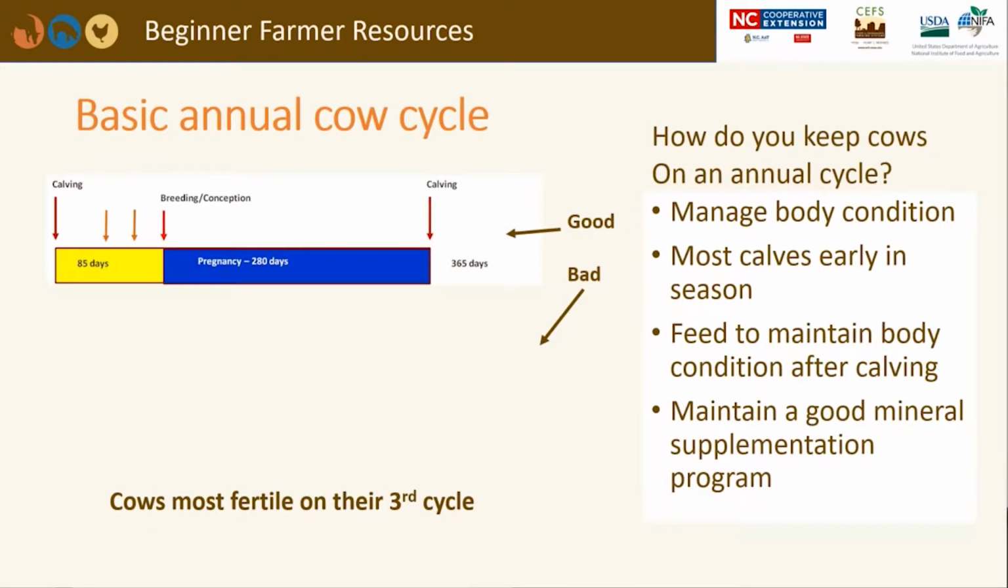Now, if we look at the basic annual cow cycle, it's shown here on this diagram, and we'll see another alternative to this in a minute. But one thing that we know is to keep these cattle on this 365-day cycle, we need to manage their body condition. In other words, we need to keep them with a little bit of fat in their body composition. We want most of the cows to calve early in the season so that they have extra time to breed back. We want to feed to maintain the body condition of the cows after calving, and we want to maintain a good mineral supplementation program.